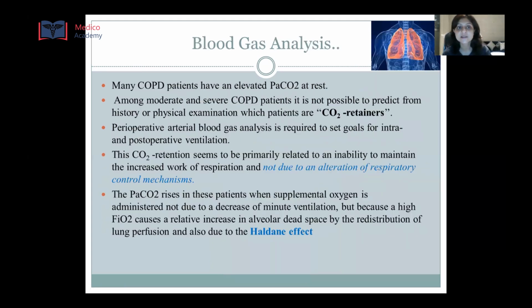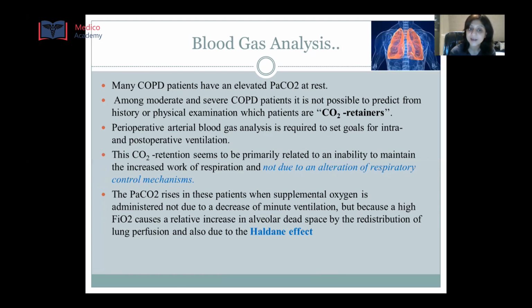Blood gas analysis in COPD patients. Many COPD patients will have an elevated PaCO2 at rest. Among moderate and severe COPD patients, it is not possible to predict from their history or physical examination which patients are CO2 retainers. Perioperative ABG analysis is required to set the goal for intra and postoperative ventilation. The CO2 retention seems to be primarily related to an inability to maintain the increased work of respiration and not due to an alteration in respiratory control mechanisms.